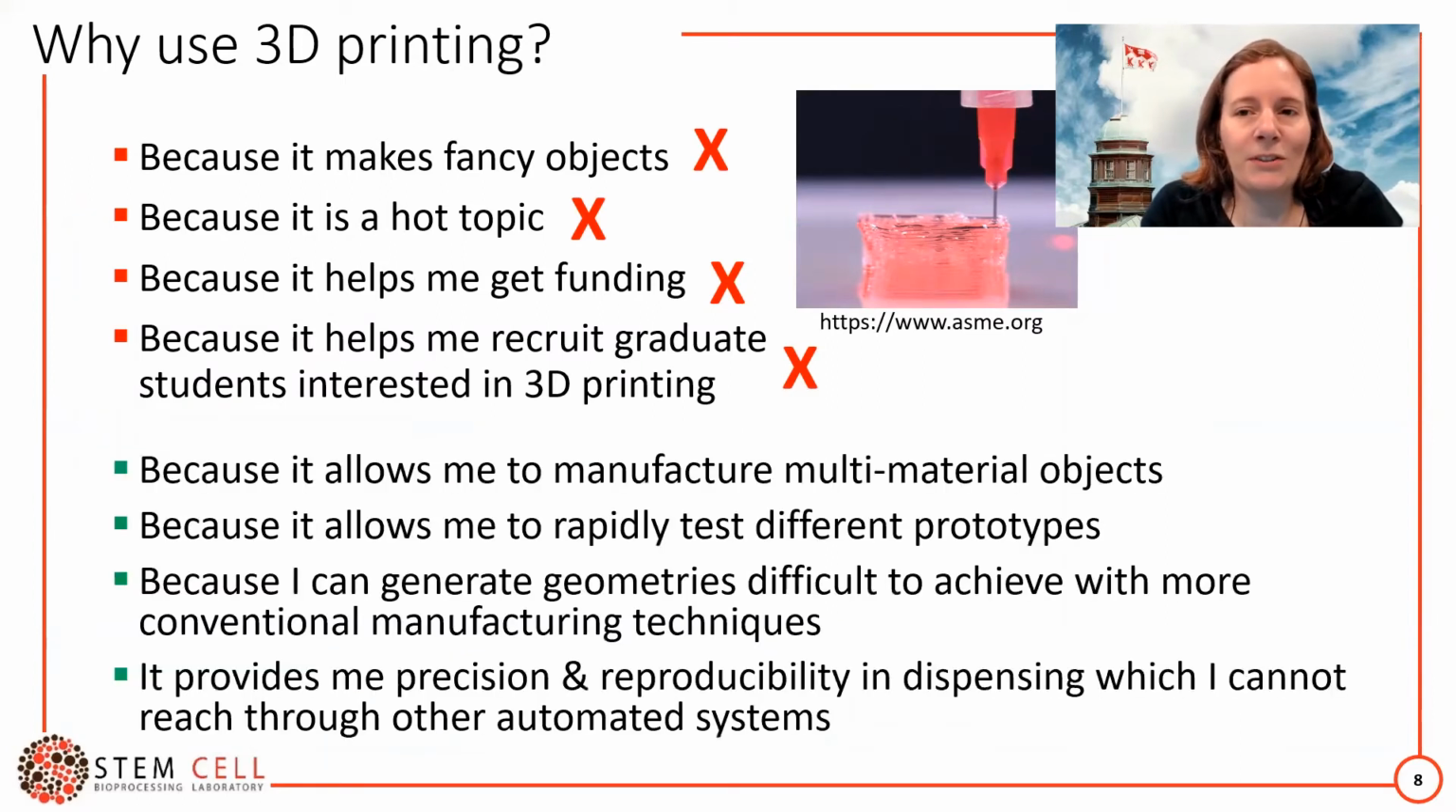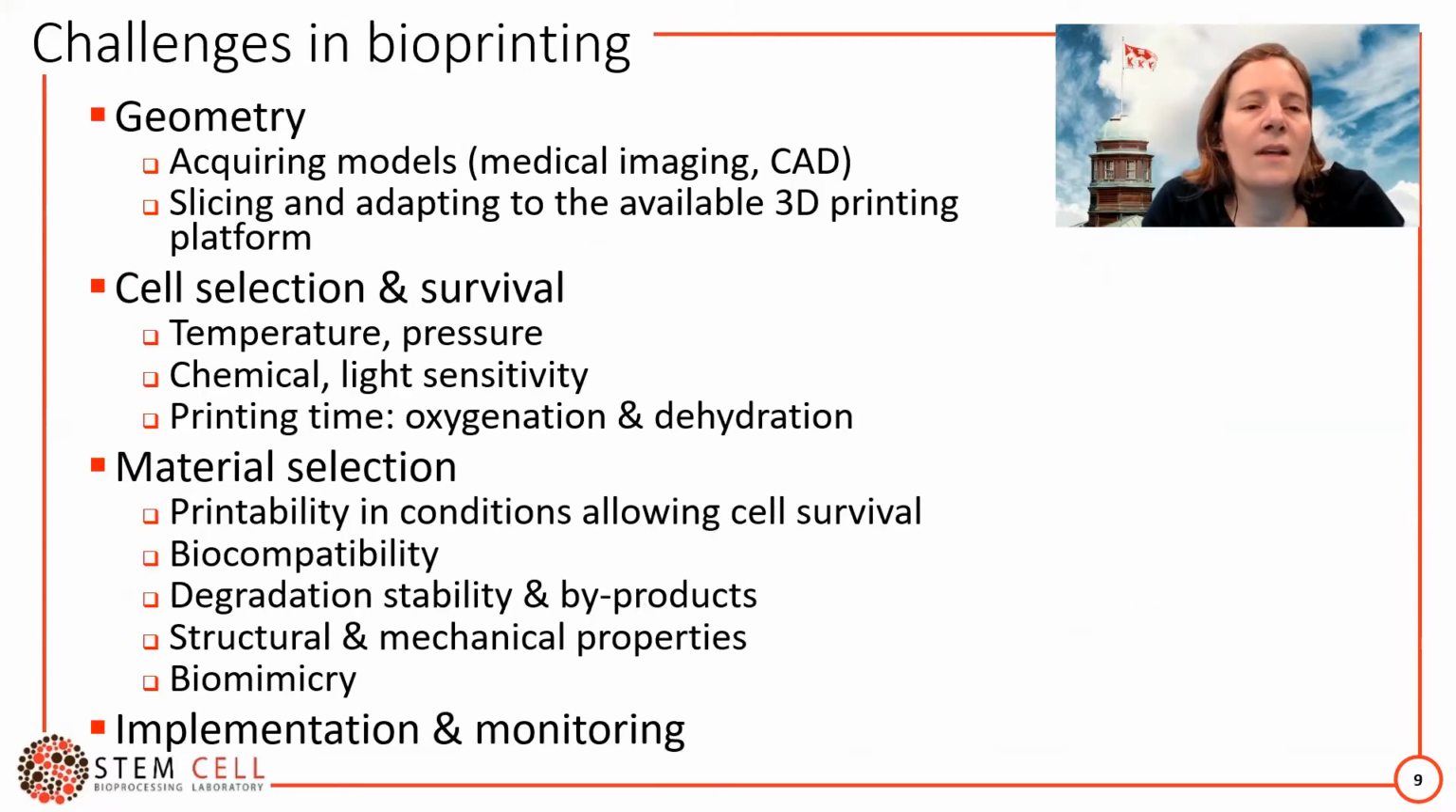Actual reasons why you should consider 3D printing is because you can fabricate multi-material objects. It gives you rapid prototyping capability. You can make geometries that are difficult to achieve otherwise. And in certain cases, it allows you to achieve more precision and reproducibility, but that's not always the case. So I like to always think about, can I make this with a pipette manually? If so, maybe 3D printing is not the right approach for what I'm trying to do.